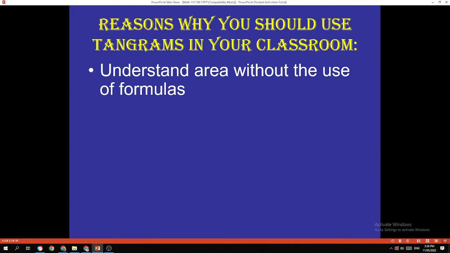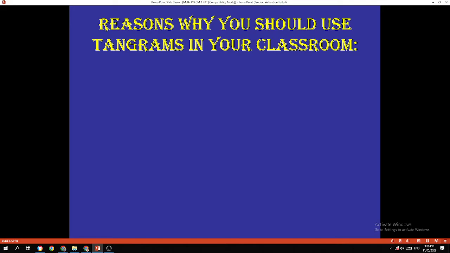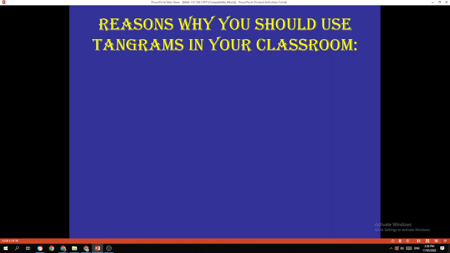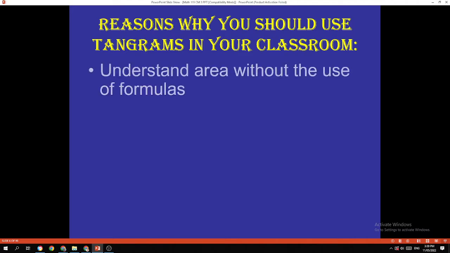Number 1, understand area without use of formulas. Like for example, I'm gonna be making use of this. I'm gonna be combining the 2 bigger triangles to make a big square. And I'm gonna derive the formula for the area of a triangle using that concept. Right? So I can use it so that they can better understand the concept of area.